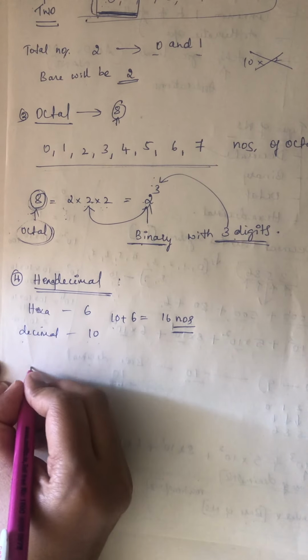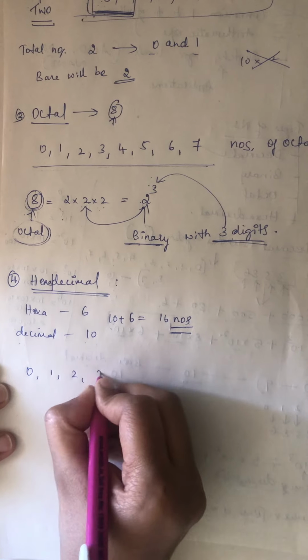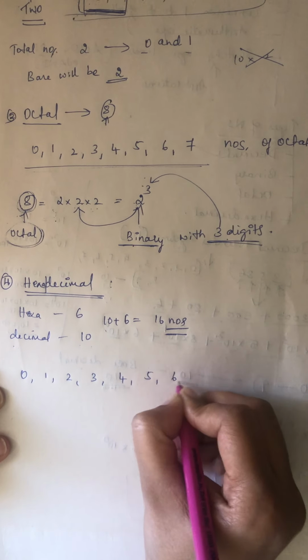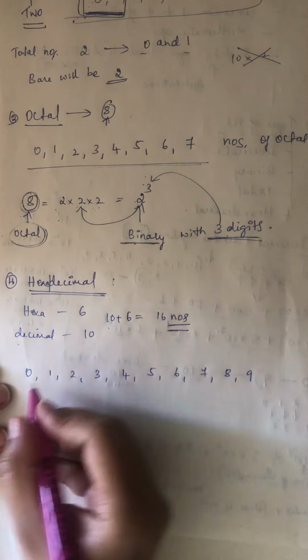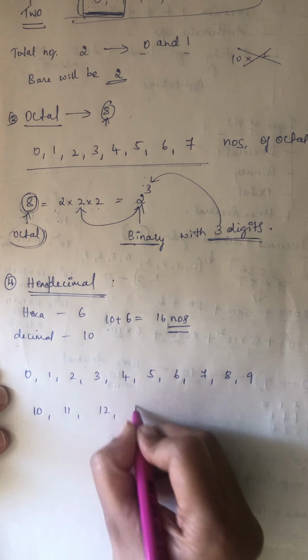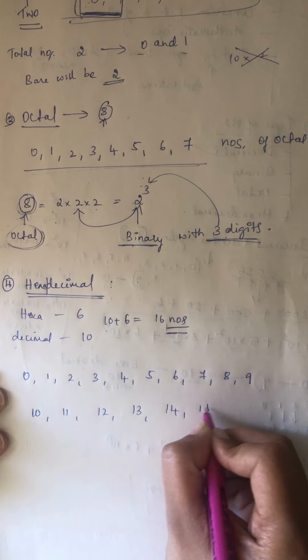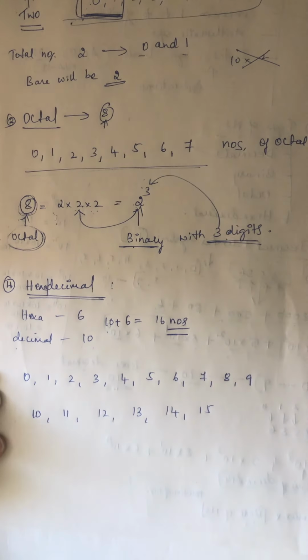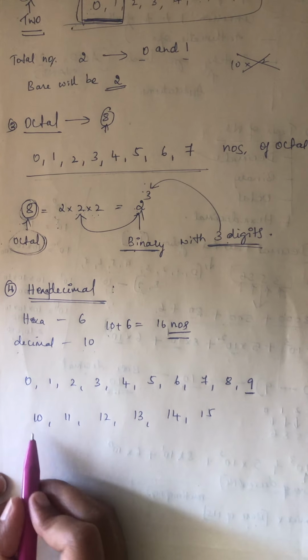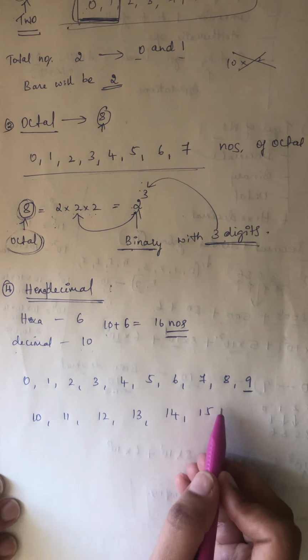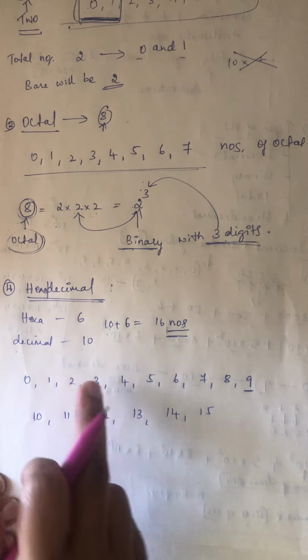The first 10 numbers are fine: 0, 1, 2, 3, 4, 5, 6, 7, 8, 9. But what comes after 9? 10, 11, 12, 13, 14, 15. This completes the total 16 numbers. But the problem is that up to 9 we have individual numbers, but 10, 11, 12, 13, 14, 15 are just combinations of 1, 2, 3.